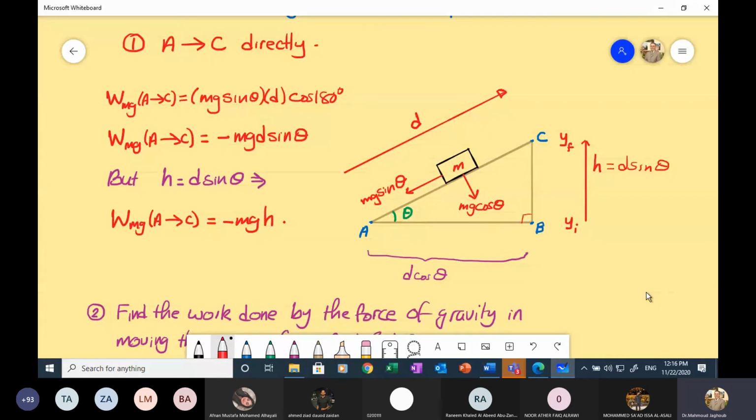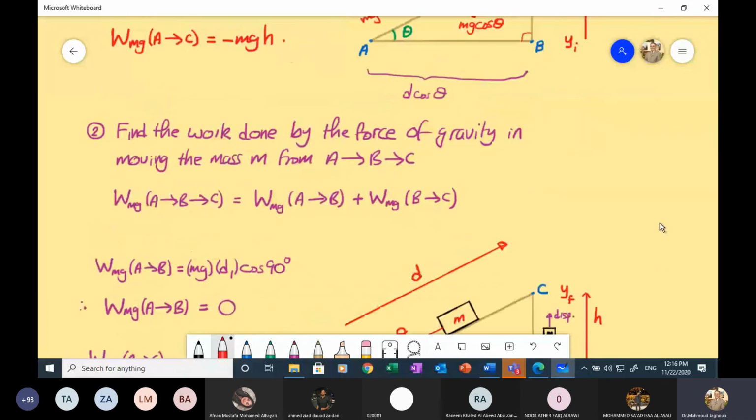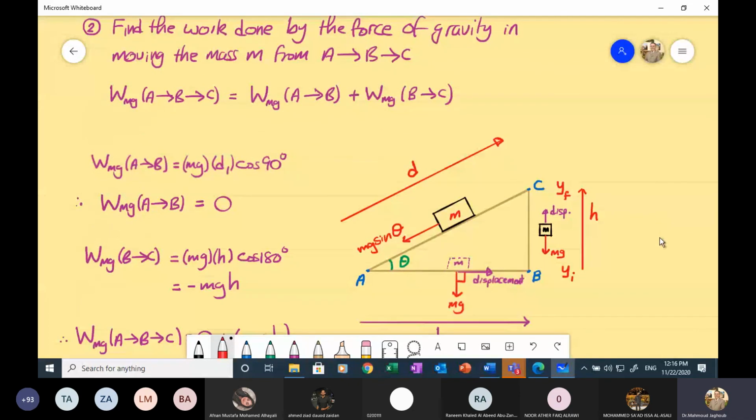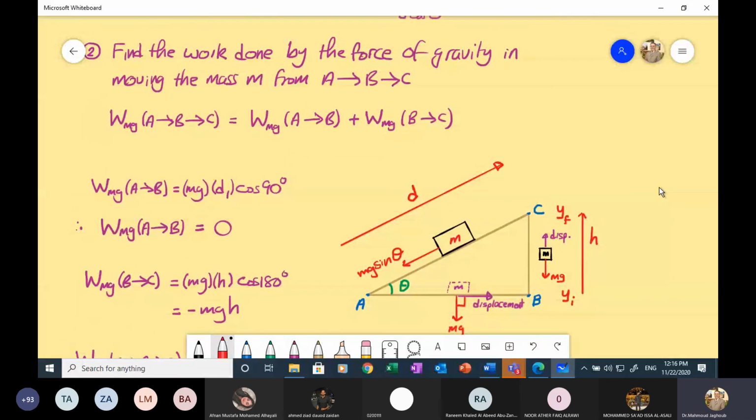Now let us try the other path, which is from A to B, and then from where? From B to C. Now this work of mg from A to B to C is W_mg from A to B plus W_mg from B to C. Okay, from A to B, and then from B to C. Take from A to B.